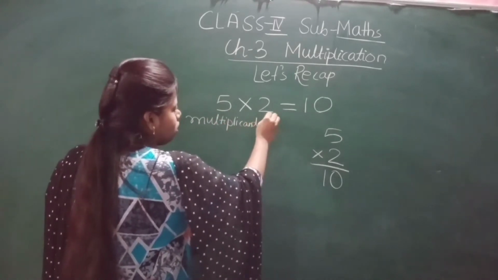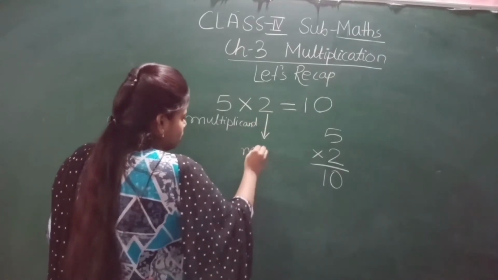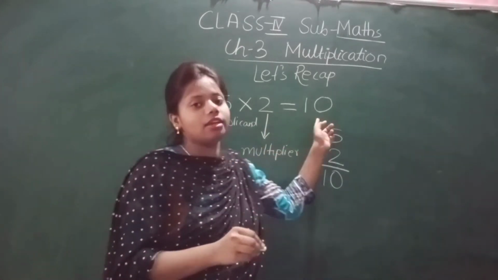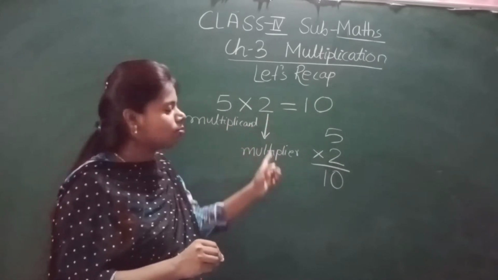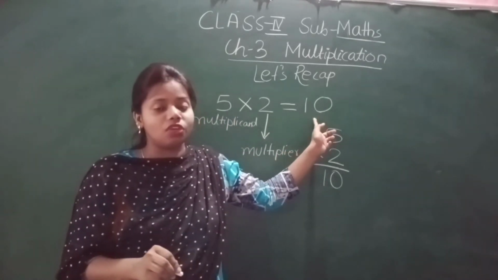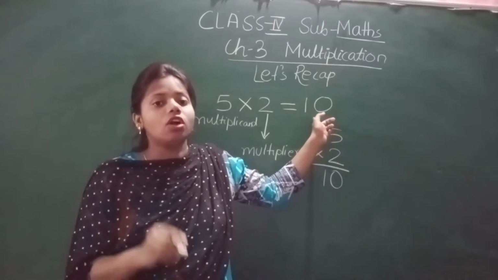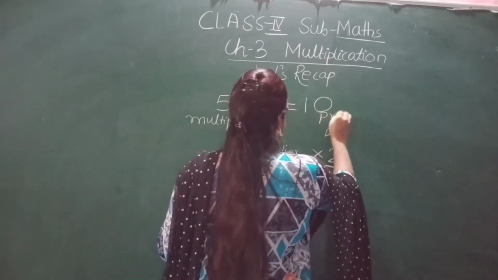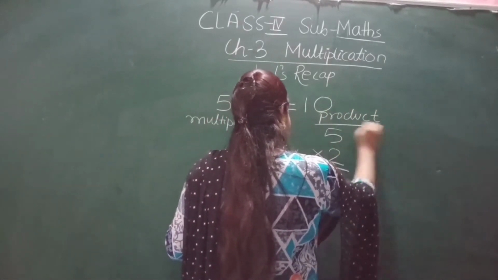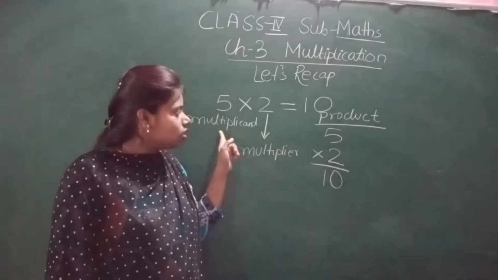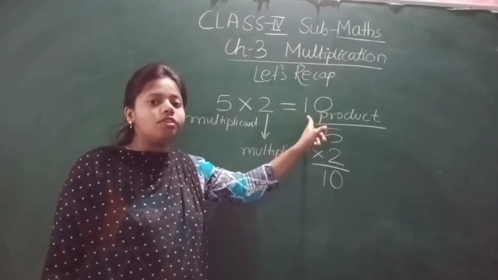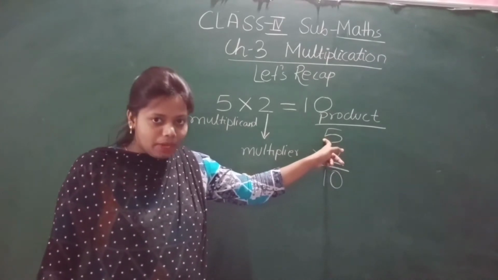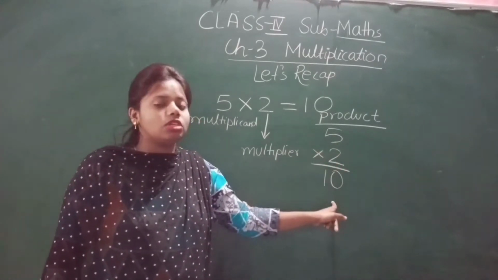And what do we call this? To this we call multiplier. And what do we call the result we get after multiplying the multiplicand and multiplier? The result we get, we call this product. So see here, this one is called multiplicand, this one is called multiplier, and the result we get is called product. This one is in column form. This one is called multiplicand, this one is called multiplier, and this one is called product.